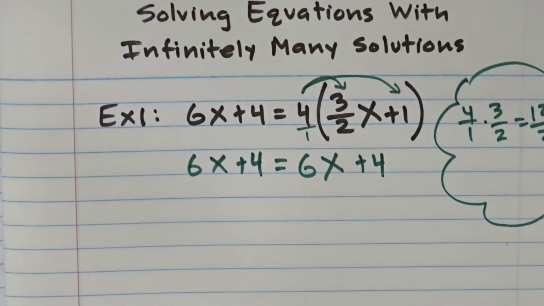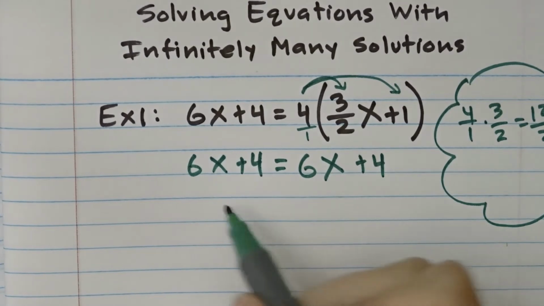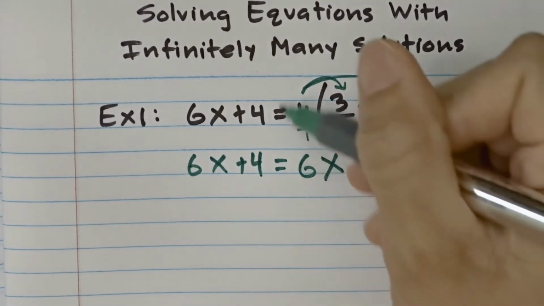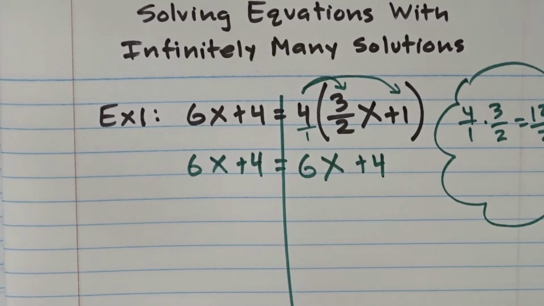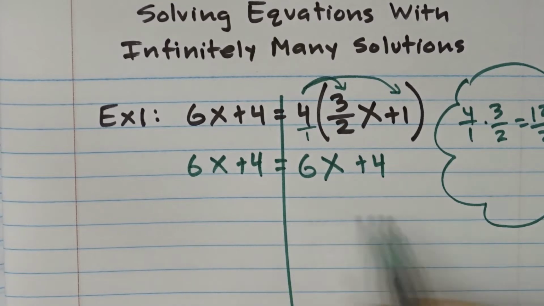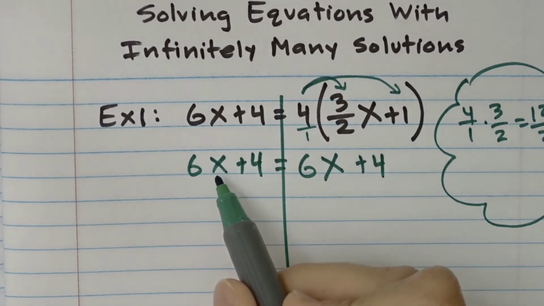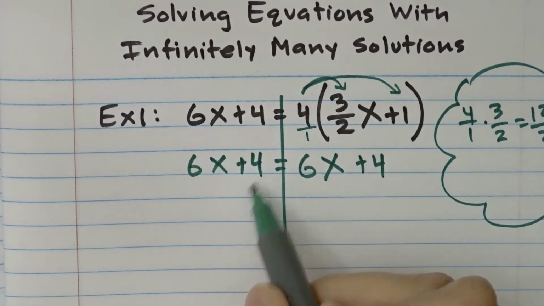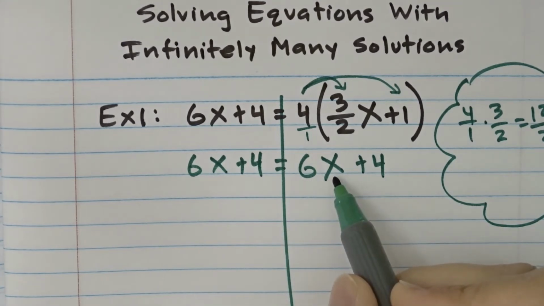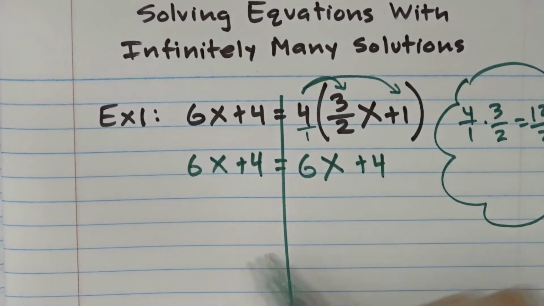Okay, now, as I'm solving this, you might notice that the left side of the equal sign is the same as the right side. 6x plus 4 is equal to 6x plus 4. Now, what happens when you have this and you're trying to solve a problem? Remember, we're trying to find what x equals. So in this case, if I plug in a 2 here, 6 times 2 is 12, plus 4 is 16. You're going to always get them equal to each other.